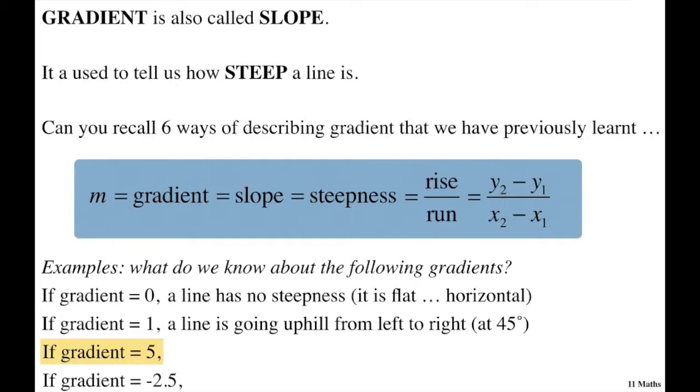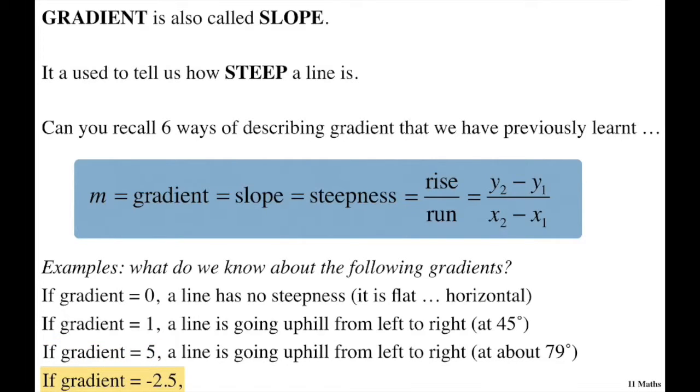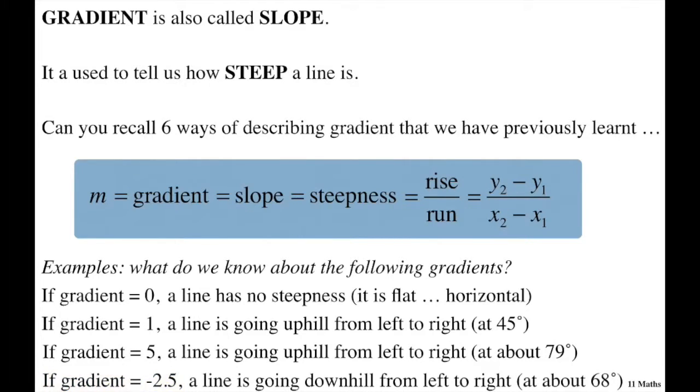A gradient of 5 is a bigger positive number, so it's still going to go uphill from left to right, but at a bigger angle. A gradient of 5 would be about a 79-degree angle uphill from left to right. If the gradient was negative, you might remember that that meant we were going downhill as we look at the line from left to right. So a gradient of minus 2.5 is going downhill at about 68 degrees. We're focusing on angles a little bit later in this exercise, so that's why we want to introduce this concept now.